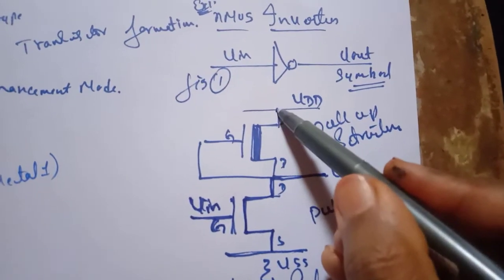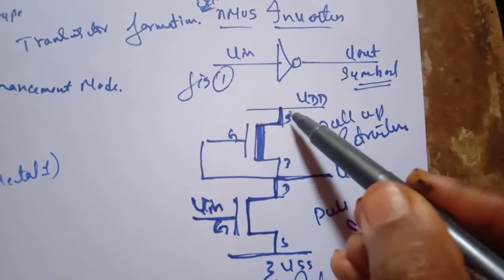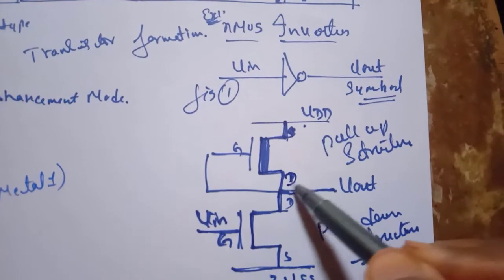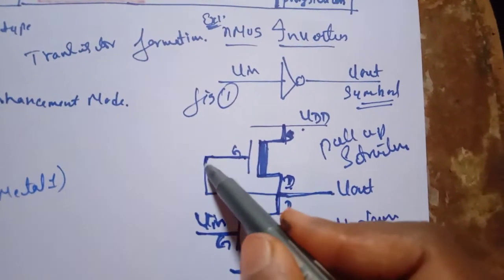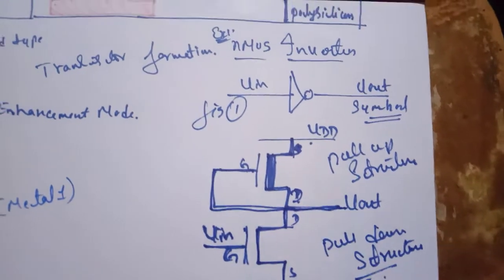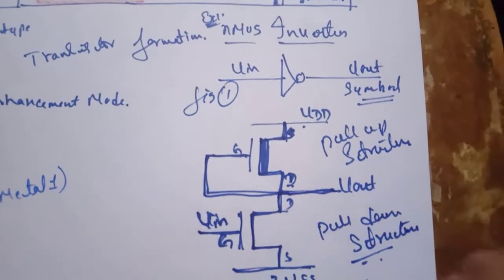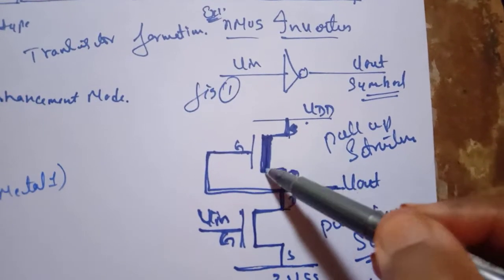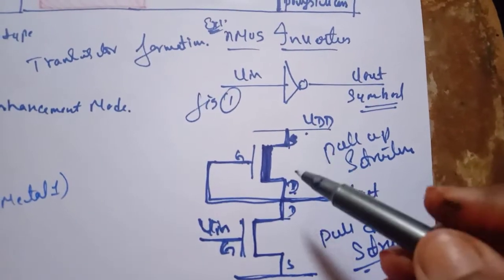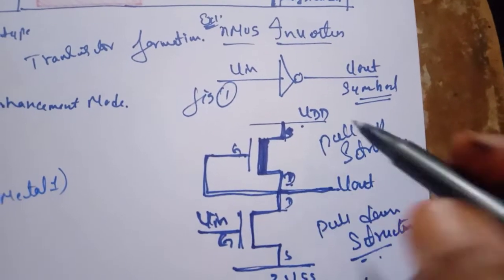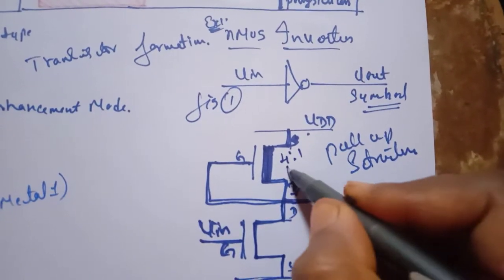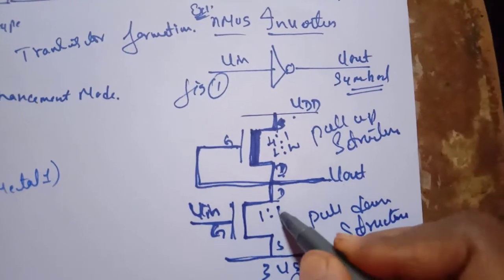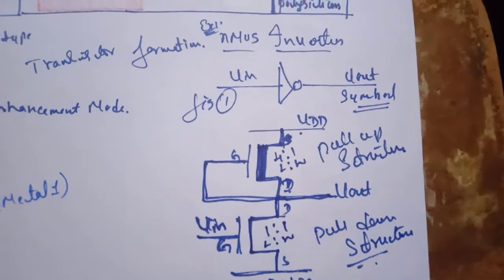And here the pull up structure: the source of the pull up structure is connected to VDD. The drain of the pull up structure is connected to the output. The gate of the pull up structure is shorted and connected to the output. The gap between source and drain is darker. This represents an NFET in depletion mode with a length to width ratio of 4:1, L/W. Here, the length to width ratio of the pull down structure is 1:1, L/W.